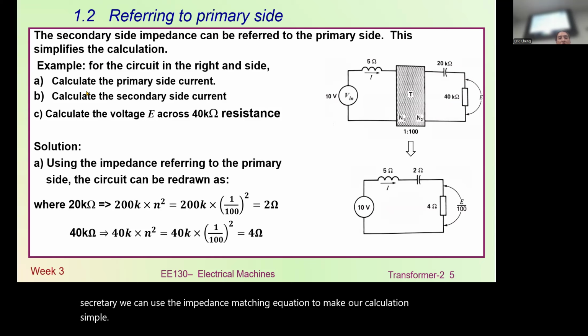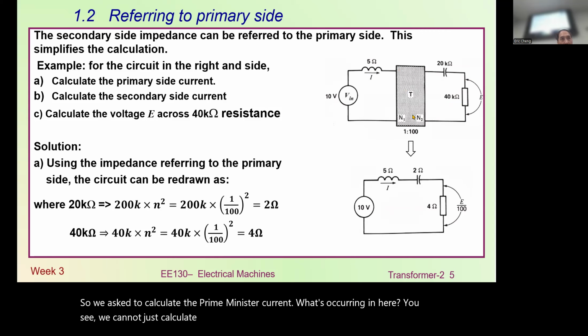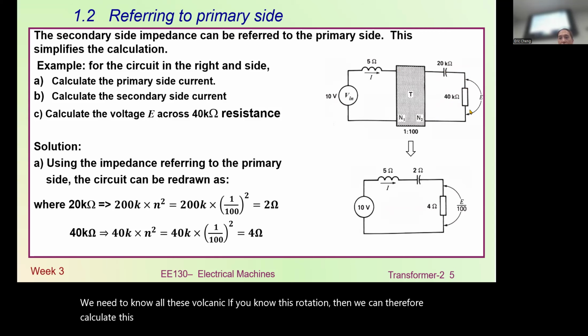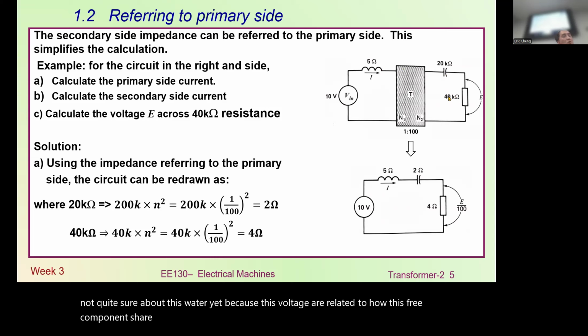So we are asked to calculate the primary side current. What's the current in here? You see, we cannot just calculate it because it relates to a transformer. We need to know all this voltage. If we know this voltage, then we can calculate this current. But we're not quite sure about this voltage yet, because it is related to how these three components share the voltage. But we also have a transformer here, so we're not quite sure how they share the voltage.